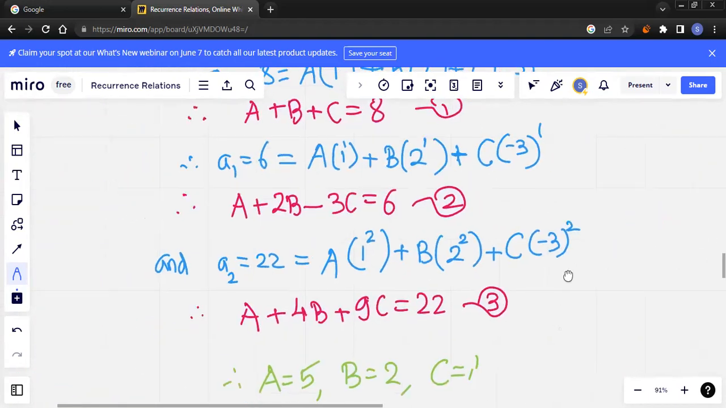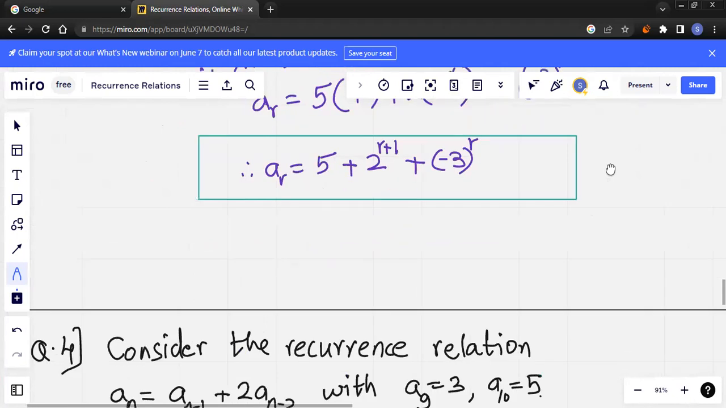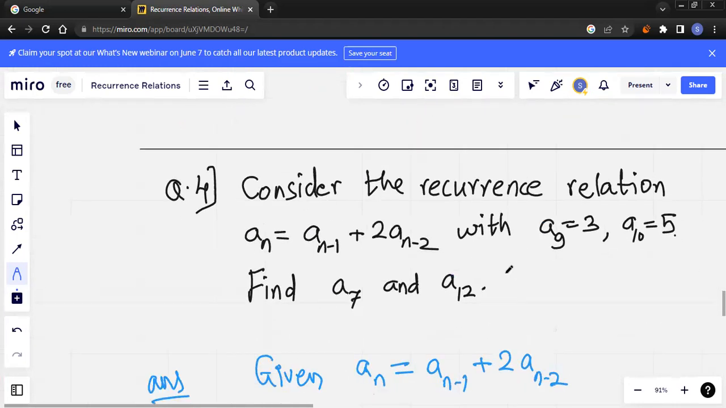By putting a, b and c back, we get the solution a_r = 5 times 1 raised to r plus twice 2 raised to r plus 1 times (-3) raised to r. This is the particular solution of the given recurrence relation. Let us move ahead with the next question.